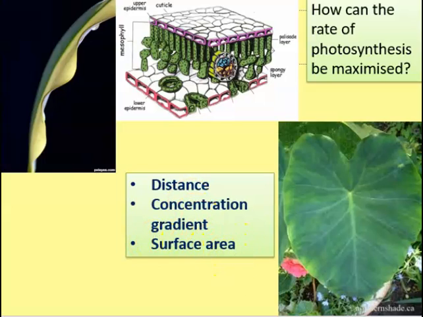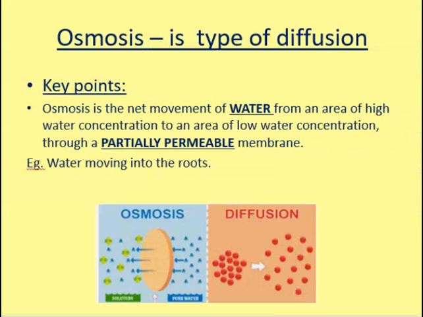In an exam, if it asks you how can you increase the rate of diffusion, please do not just put distance. You need to put a shorter distance. Please do not just put concentration gradient. You need to put a higher or larger concentration gradient. And please do not just put surface area. You have to say that a larger surface area will help to increase the rate of diffusion. Okay, right, so moving on.